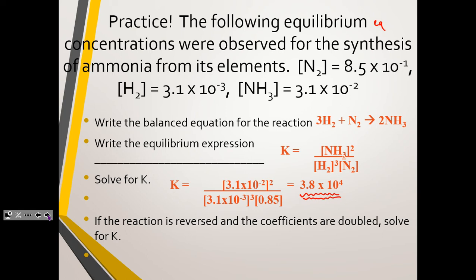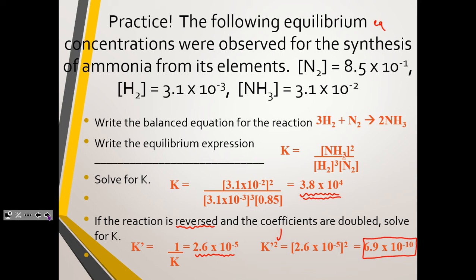If the reaction is reversed and the coefficients are doubled, solve for K. So let's call the first one K prime. We learned that if it is reversed, we're going to take the value of the equilibrium expression and take 1 divided by that. So when we do 1 divided by 3.8 times 10 to the fourth, we get 2.6 times 10 to the negative 5. Now, coefficients are doubled. So we can go ahead and take this answer, K prime, and we can raise it to the power of 2, the multiplier. And what we find is our final equilibrium expression value is 6.9 times 10 to the negative 10.